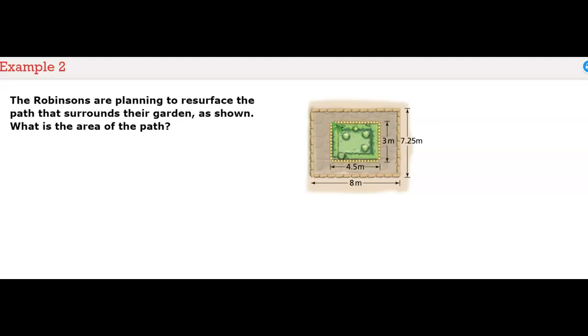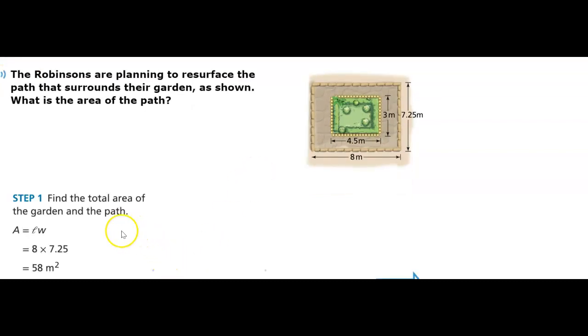The Robinsons are planning to resurface the path that surrounds their garden, as shown. What is the area of the path? Step 1, find the total area of the garden and the path. So here's the garden and here's the path. So for the pathway, we have 8 meters times 7.25 meters. We get 58 meters squared.